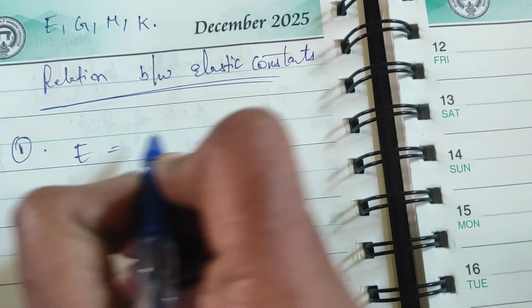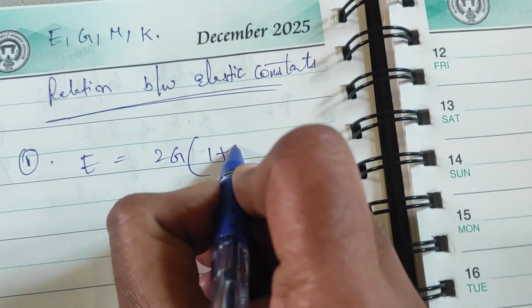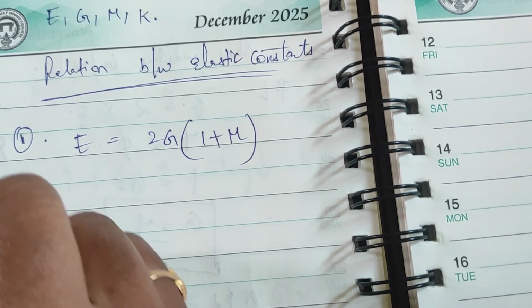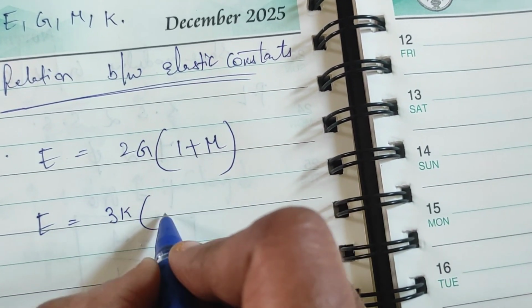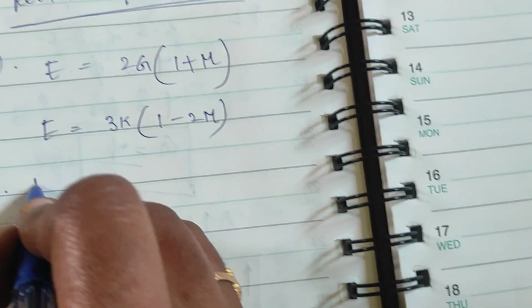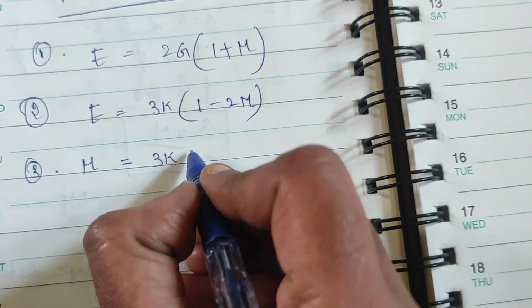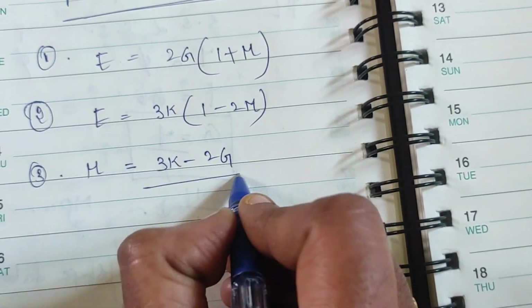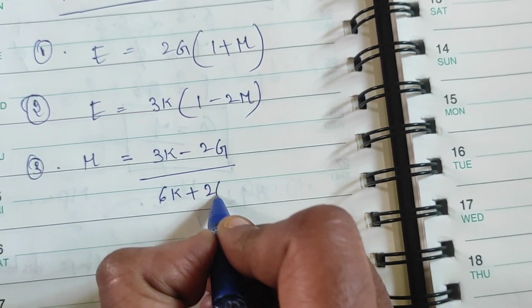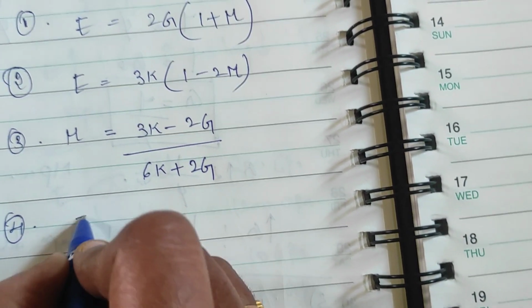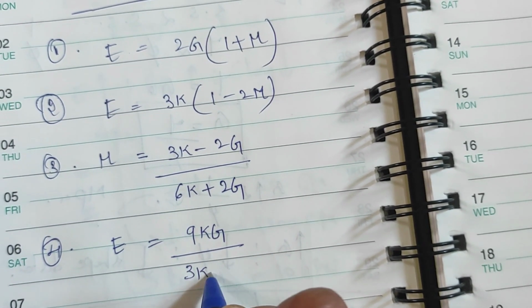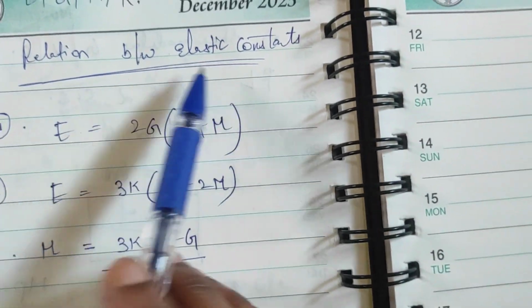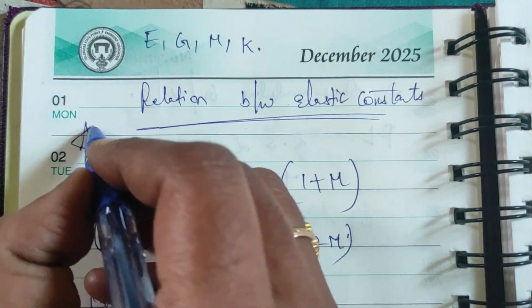First one, E is equal to 2G into 1 plus mu. Second one, E is equal to 3K into 1 minus 2 mu. Third relation, mu is equal to 3K minus 2G by 6K plus 2G. And fourth one, E is equal to 9KG by 3K plus G. These are the relationships between the elastic constants. These are very important formulas.